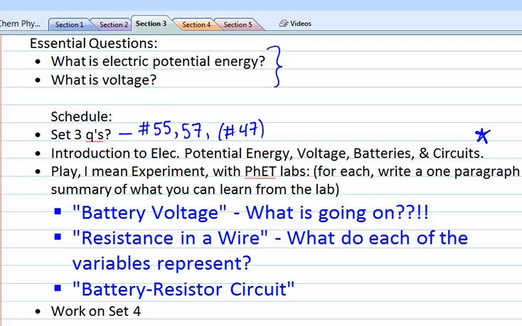For the rest of the time, you're going to play an experiment with a couple of PhET labs, and you're trying to figure out what is happening in each of them. You're going to write a 1-paragraph summary of what you see. And when you finish that, you should work on set 4. Okay, so that's the outline. Let's go ahead and get started with the questions.